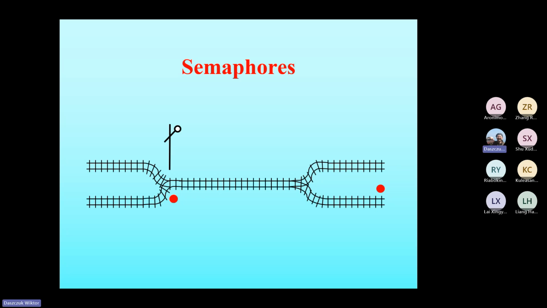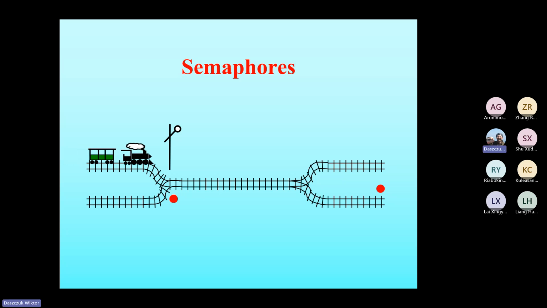Old semaphores worked such a way that they had two positions, up and down. When the train approaches the semaphore, a driver observes the state of the semaphore. If it's up, the train is allowed to pass. If it's down, the train must stop and wait. So this semaphore is up.